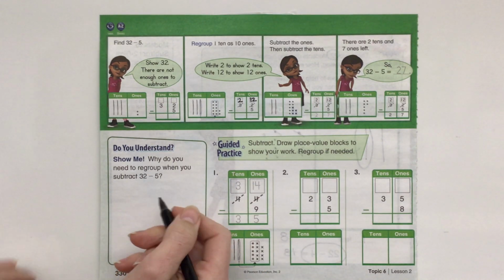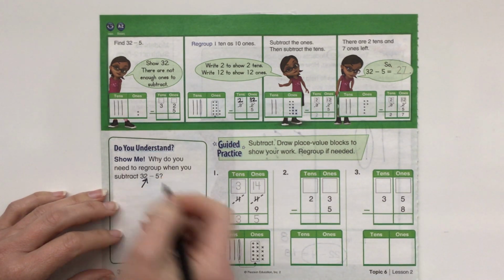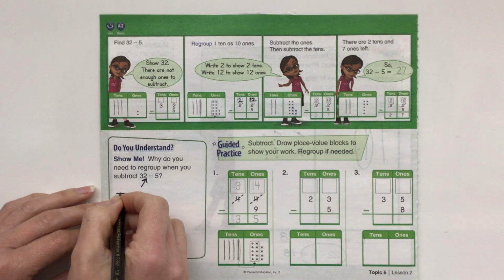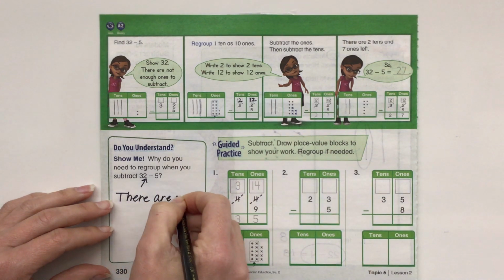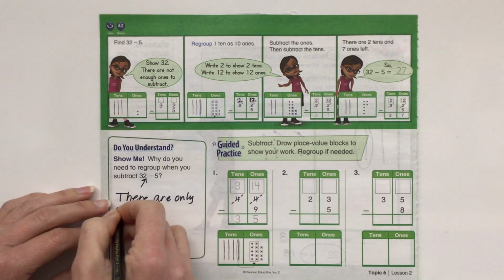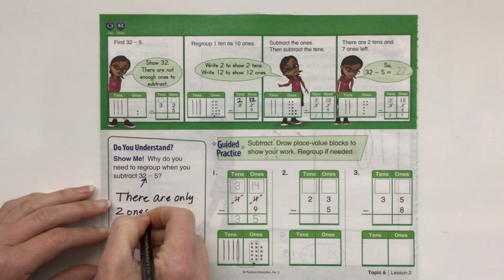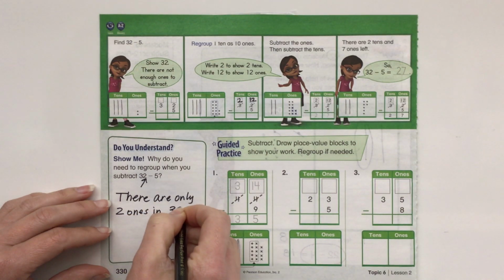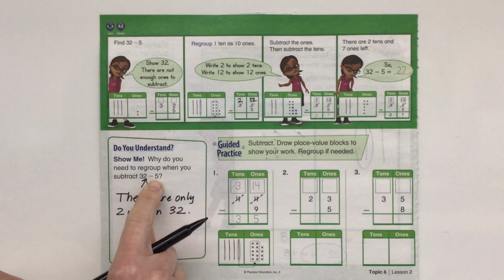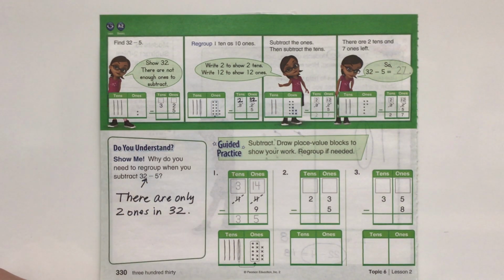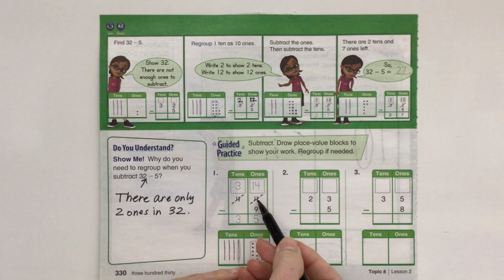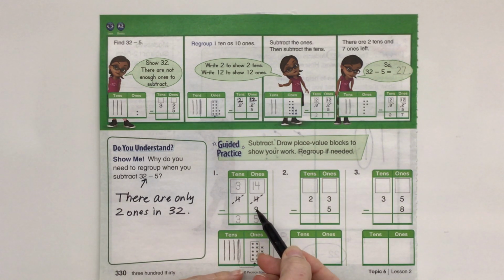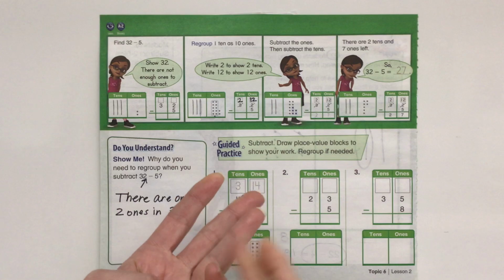Well, we know that there are not enough ones in 32 to subtract 5. So I'm just going to write that. There are only 2 ones in 32. And we have 5 here, so we have to unbundle one of those groups of 10. So let's take a look at this. We have an equation. It's 44 minus 9. 4 minus 9. Can I take away 9?